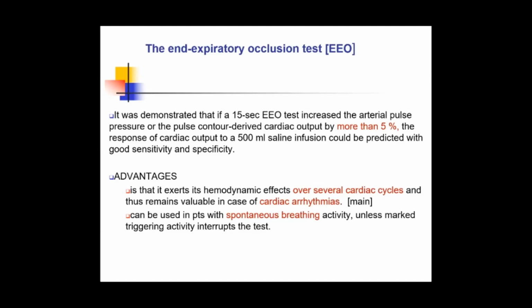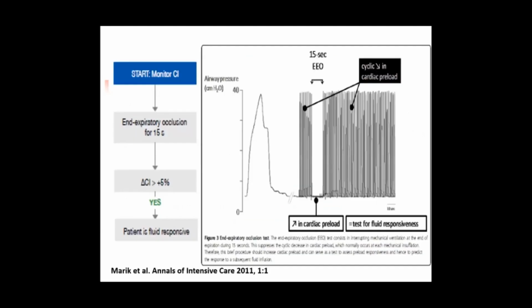The advantage is that it exerts its hemodynamic effects over several cardiac cycles and thus remains valuable in case of cardiac arrhythmias. Well, this is the main advantage. Another theoretical one is that it can be used in patients with spontaneous breathing activity, unless marked triggering activity interrupts this. Well, the spontaneously breathing septic patient will definitely be in tachypnea and will not be able to hold in expiration for 15 seconds. So I don't think this is of much practical value. It's more of theoretical value.